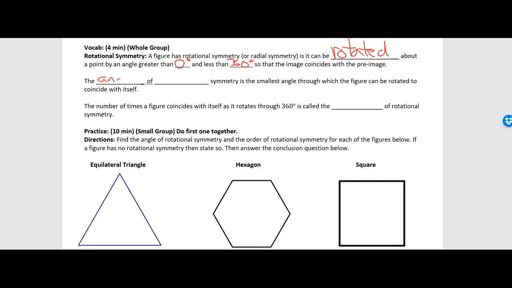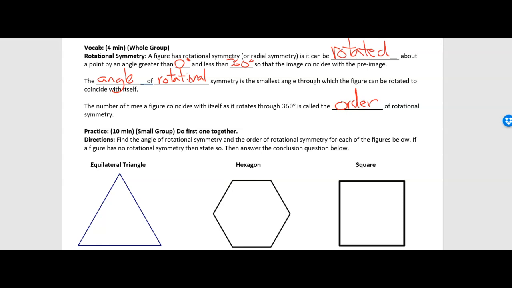The angle of symmetry, or the angle of rotational symmetry rather, is the smallest angle through which the figure can be rotated to coincide with itself. The number of times a figure coincides with itself as it rotates through 360 degrees is called the order of rotational symmetry. I know that was a few different things thrown at you at one time. We are going to go through a couple of examples to clear this up.